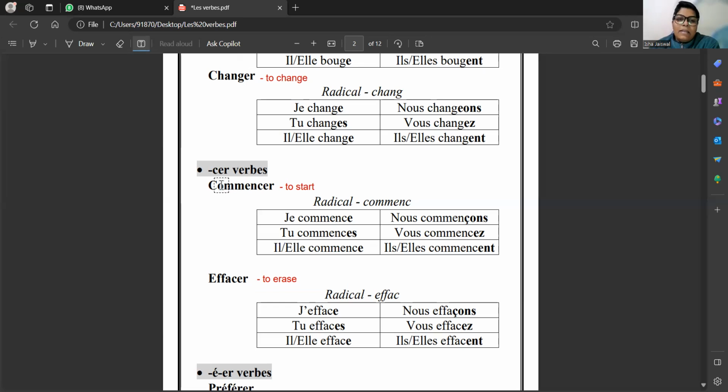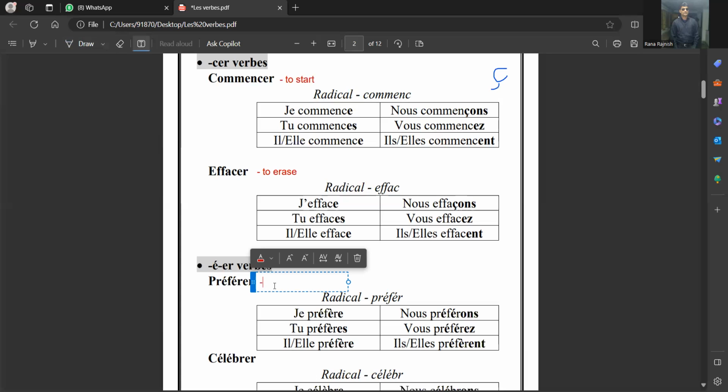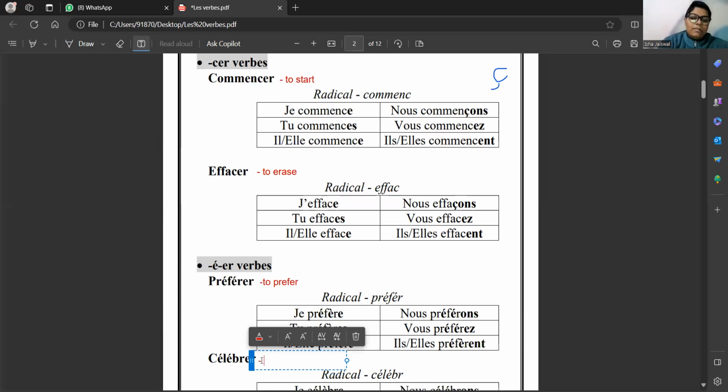Now CER. In CER there is a cédille. You remember we did the accent. The cédille is only in nous. Commencer means to start. Je commence, tu commences, elle commence, nous commençons, vous commencez, elle commence.